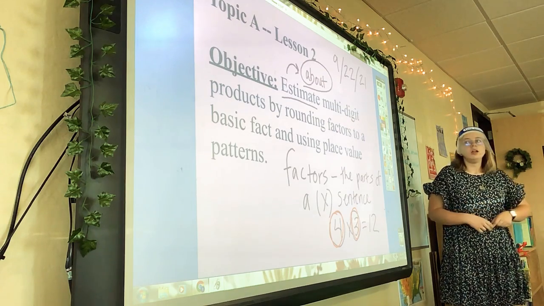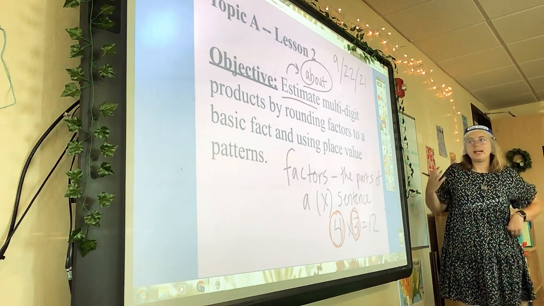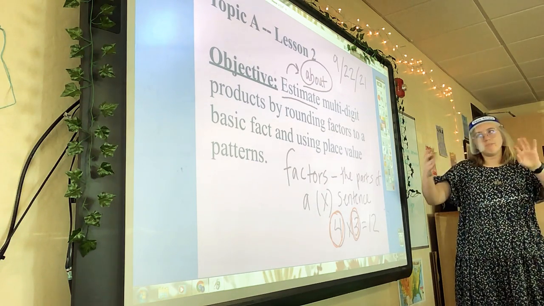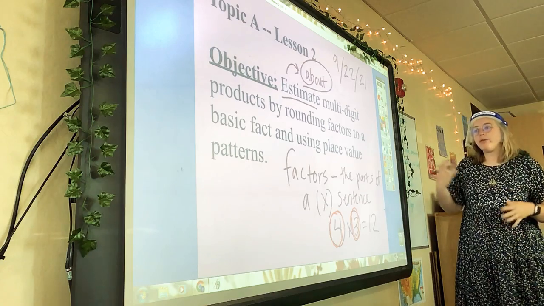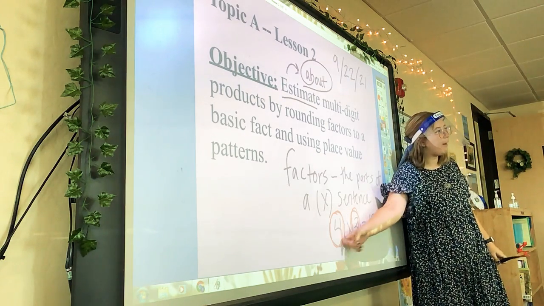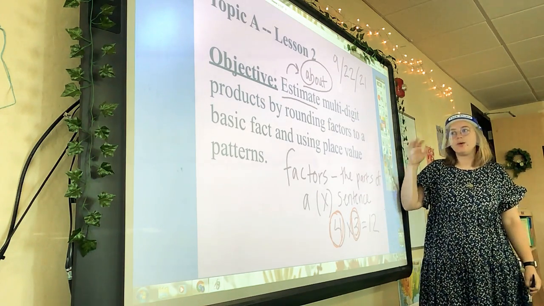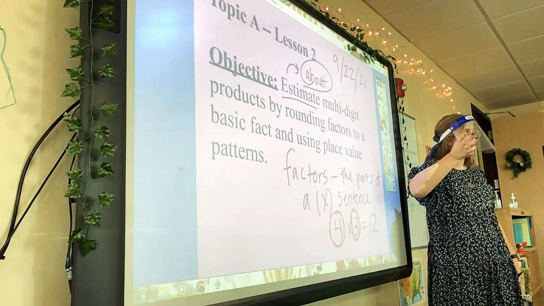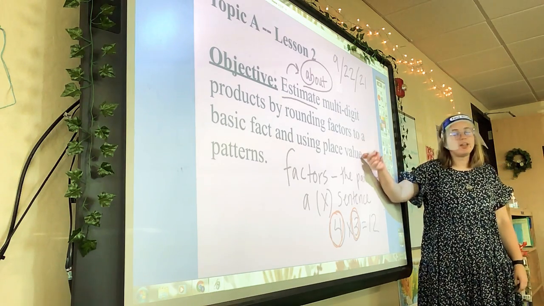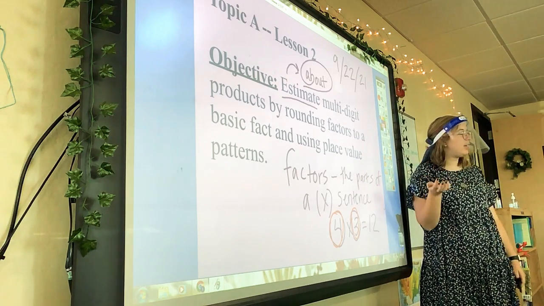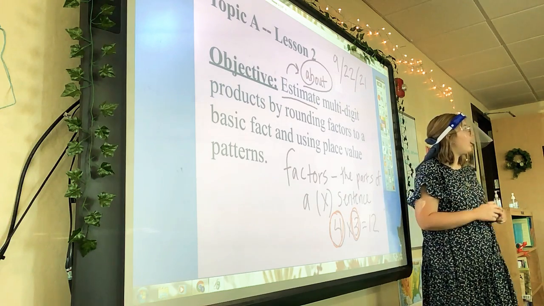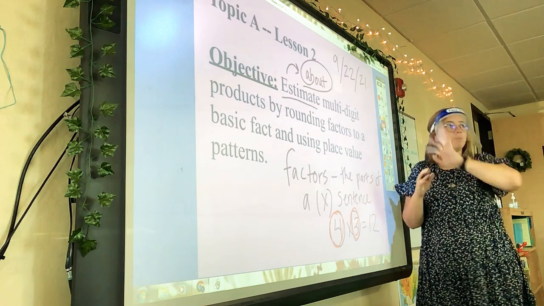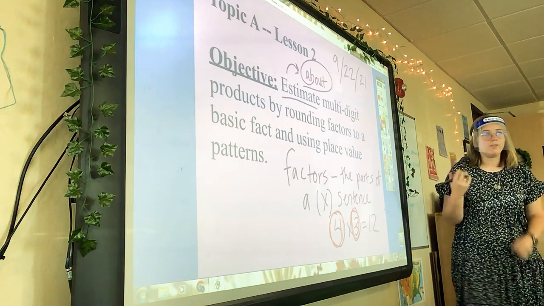Alright. Okay, so to reiterate, we're going to estimate multi-digit products. So estimate the answers to multi-digit multiplication problems by rounding the factors, the parts of a multiplication sentence, to a basic fact, meaning rounding to the nearest 100 or nearest 10 or whatever it is, and then using place value patterns. Having that understanding of place value is really important. Knowing that when we multiply something, it moves to the left on a place value chart, it gets bigger, right? That sort of thing, okay?